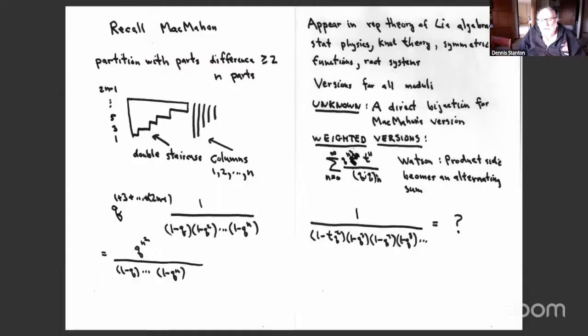Since q to the n squared over q sub n was for n parts, just put in a little 2 to the n. What happens on the product side when you do that? Well, Watson did this. Watson, in his proof of the Rogers-Ramanujan, changed that product sign into an alternating sum. And then when t was equal to 1, that alternating sum factored by the Jacobi triple product. So it actually canceled down to the infinite product we have on the right-hand side.